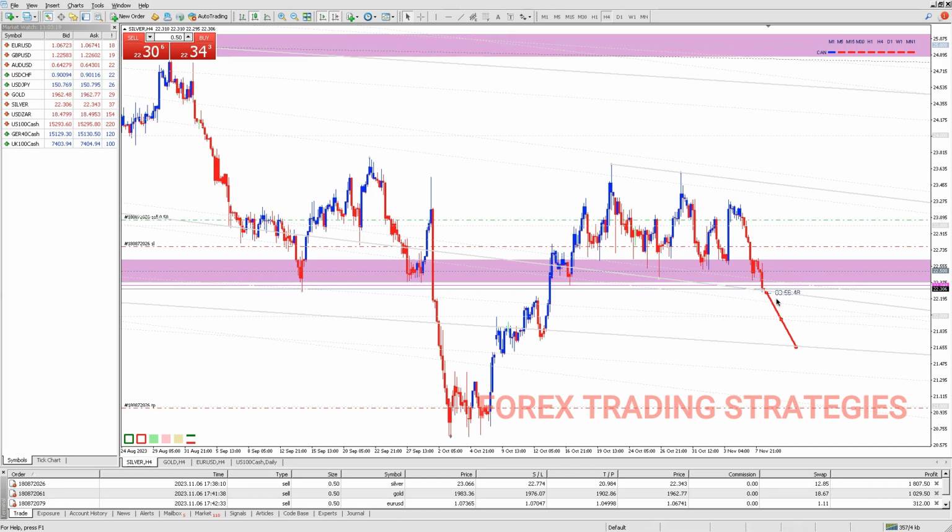Otherwise, guys, I'll continue updating you on these trades just to see what happens. If there are other opportunities that come up in here, I'll actually take more trades, and hopefully we push this thing down here. But we'll see.